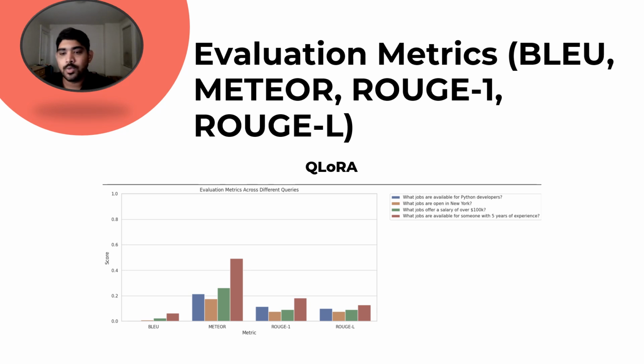Moving on towards evaluation metrics of QLoRA. What we can see here is a similar trend with high METEOR scores, but the BLEU and ROUGE scores are lower than LoRA's, showing that QLoRA has a varied response. But with a high METEOR score, it shows that it is still capturing relevant information.